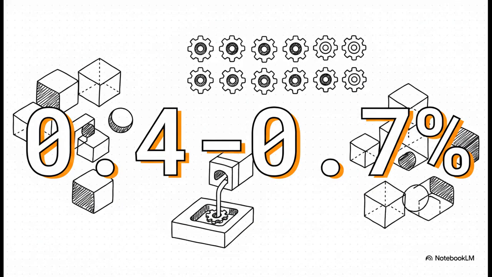And speaking of dimensional stability, if there is literally one single number you memorize today, make it this one, 0.4 to 0.7%. That is the post-molding linear shrinkage rate of standard ABS. This incredibly low, highly predictable shrinkage number is exactly why ABS is the absolute go-to thermoplastic when you need to hold exceptionally tight, precise tolerances in high-volume production.